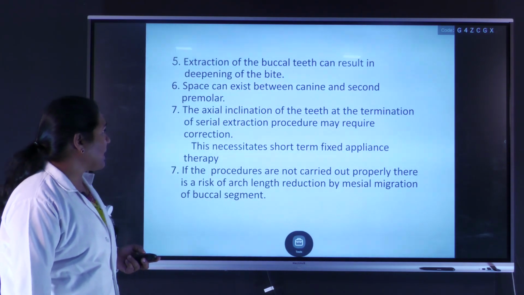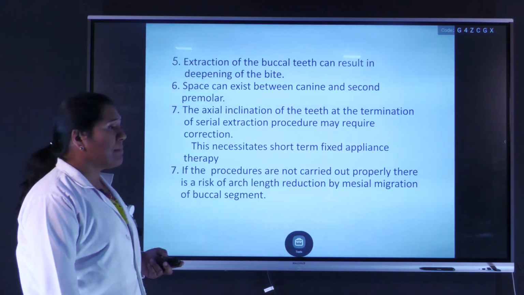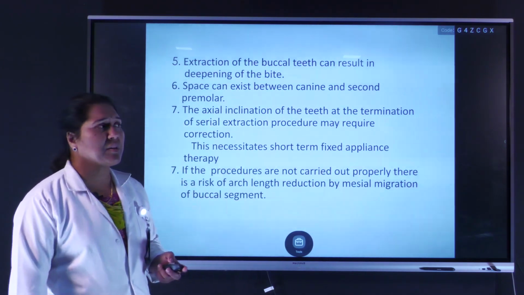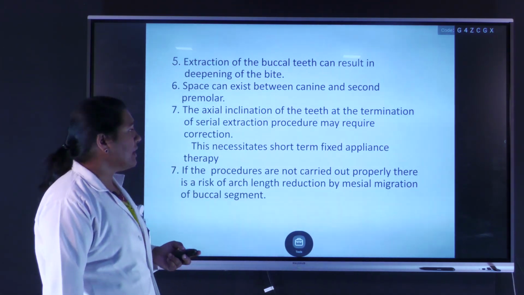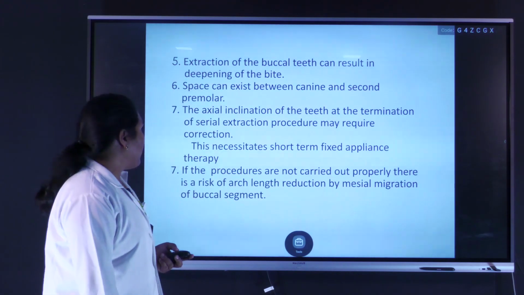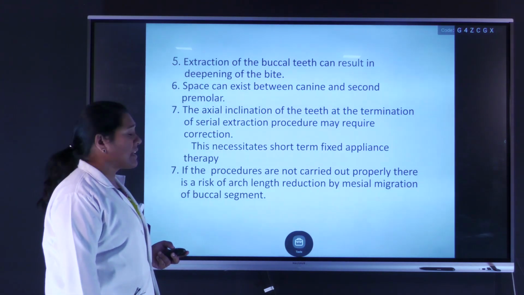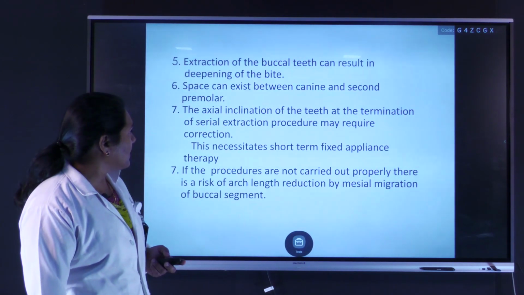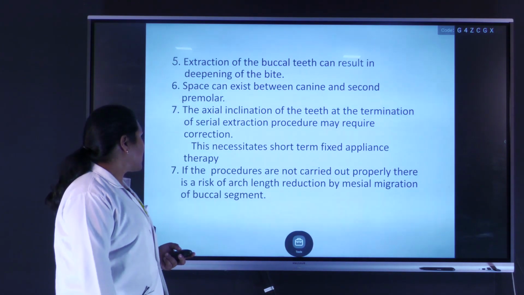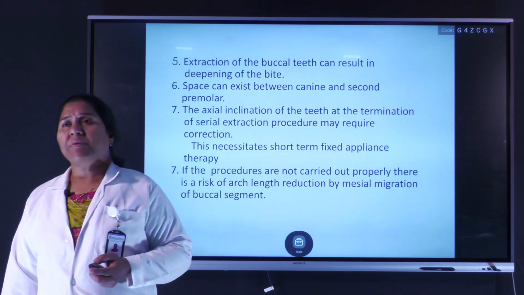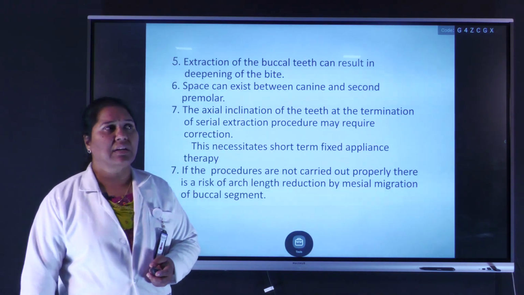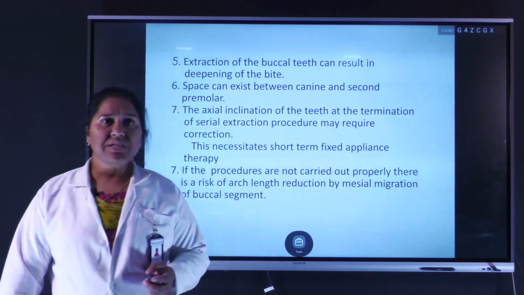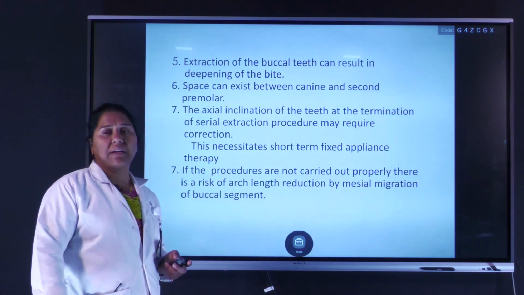Okay, extraction of the buccal teeth can result in deepening of the bite. Sometimes when you are doing extraction of the deciduous first molar or premolars, it might result in deepening of the bite. Space can sometimes also be seen between the canine and second premolars. The axial inclination of the teeth at the termination of the serial extraction procedure may require correction. So with the help of serial extractions, you might allow the teeth to erupt, but they cannot be ideally placed with the good axial inclination which should be there in the oral cavity.